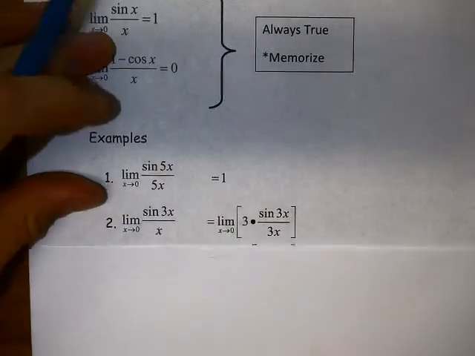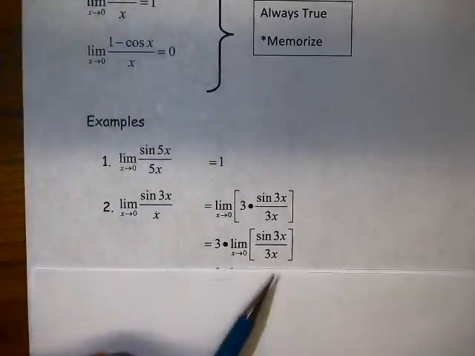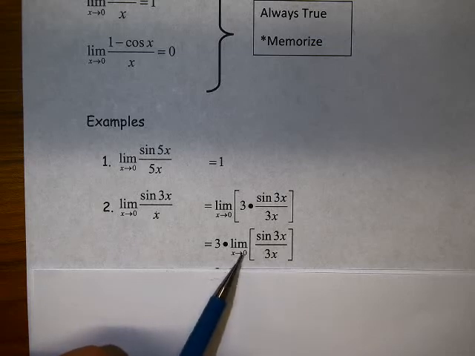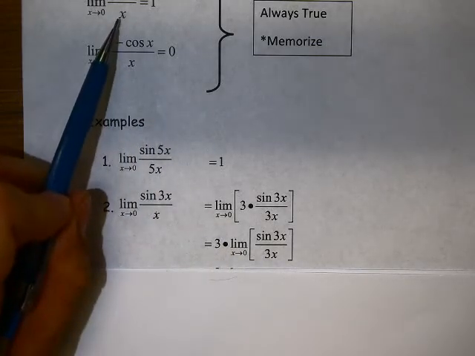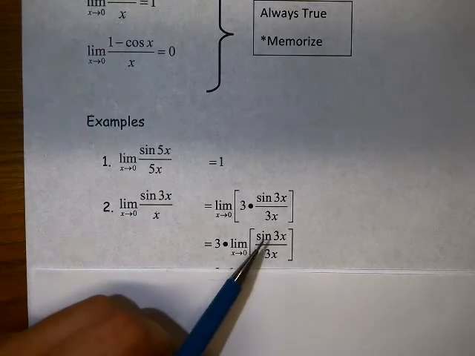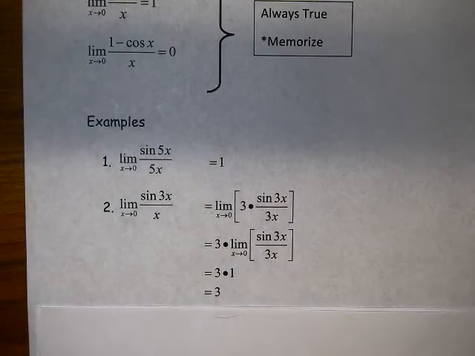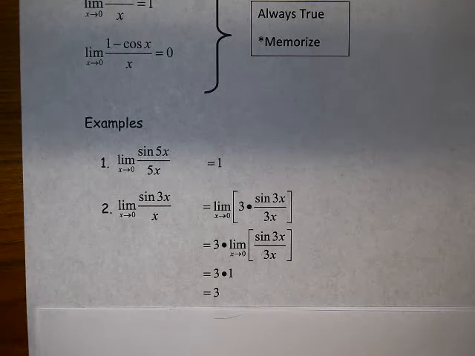So this function here, sine of 3x over 3x, we know from our special trig limit up here that this limit is 1. So we're just left with 3 times 1, and our final answer is 3.